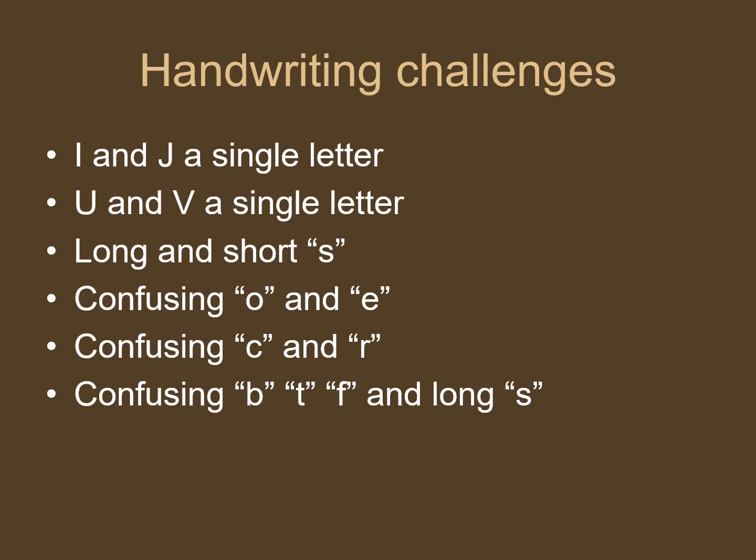During the colonial period, letters I and J were one letter. Likewise, U and V were written the same way. The letter S was written to resemble a lowercase f and called long S. It was written between low letters. Letter E is often confused with O. Lowercase c is often confused with R. Tall letters like B, T, F, and long S may be difficult to tell apart. These are just a few of the challenges you'll find in early American handwriting.